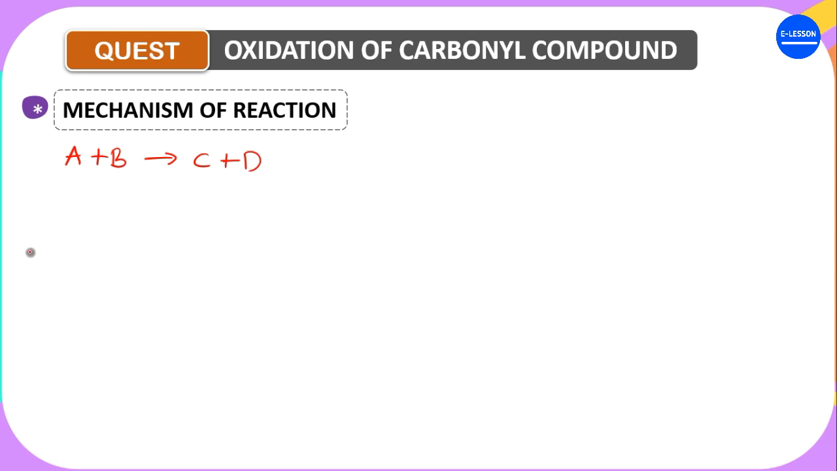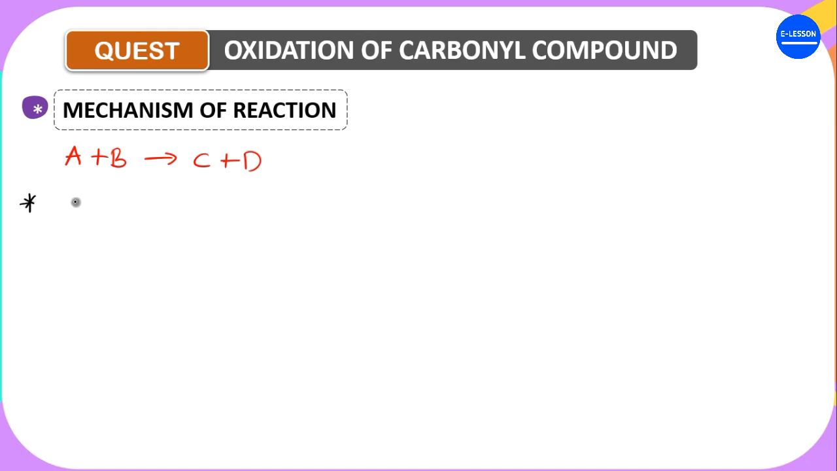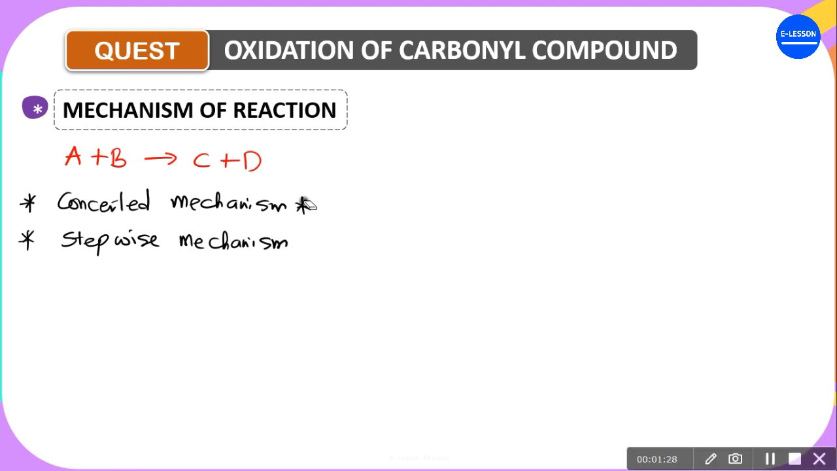Now, there are two types of reaction mechanism in organic chemistry. One, we have the concerted mechanism, and two, we have the stepwise mechanism. I'm going to expatiate on both of them and explain what each of these mechanisms is. Like we earlier said, the reaction mechanism is a step-by-step approach in which reactants, for instance A plus B, are converted to products C and D.